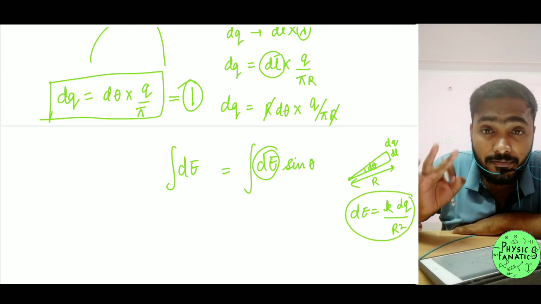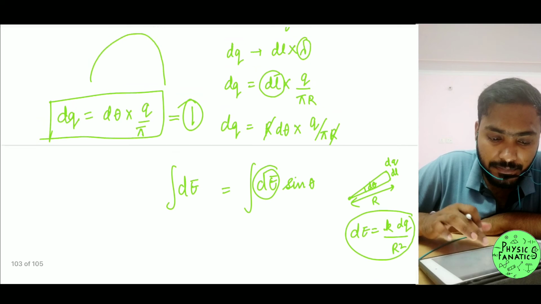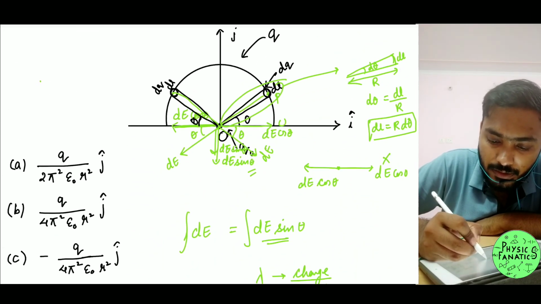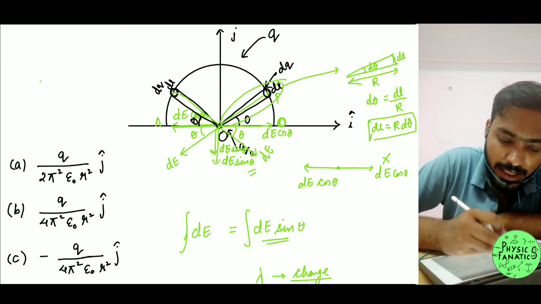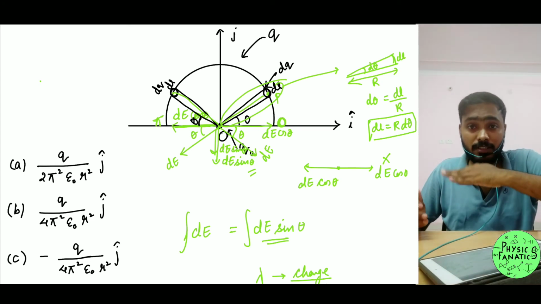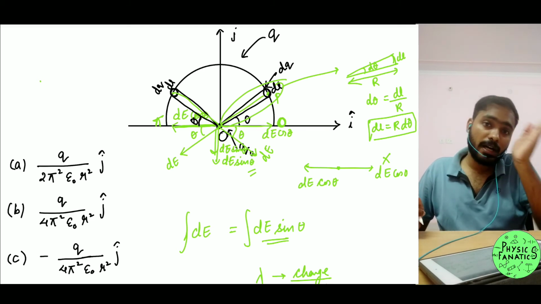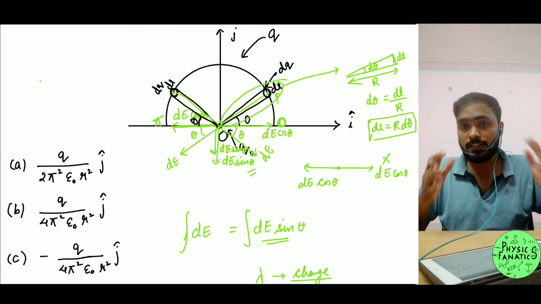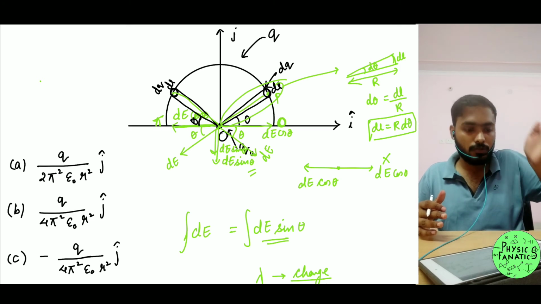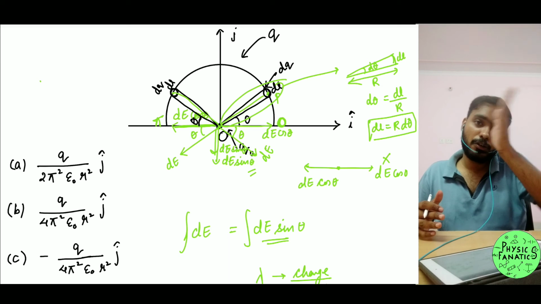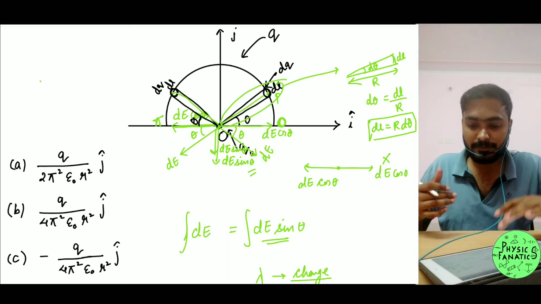Now I have to figure out from where to where I should integrate it. Can you guys see it? I have to integrate it from 0 to pi. Actually the angle is from 0 to pi. If it was a full circle, then it would be 0 to 360, right? But it's a half circle, so I integrate the angle from 0 to pi.